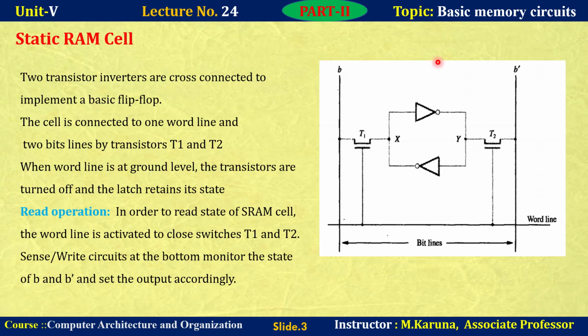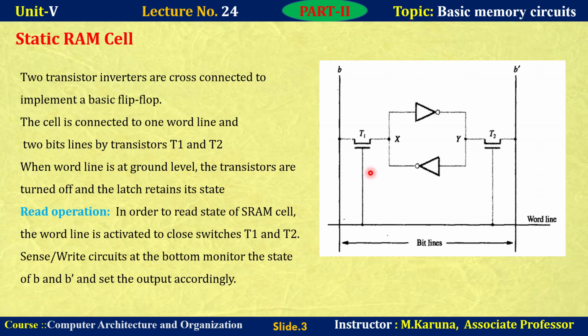This is the structure of the memory cell, which consists of two inverters and two transistors, which are connected to a word line. This word line is connected to the address decoder. Inverter: if the input of the inverter is 1, then the output of the inverter is 0.